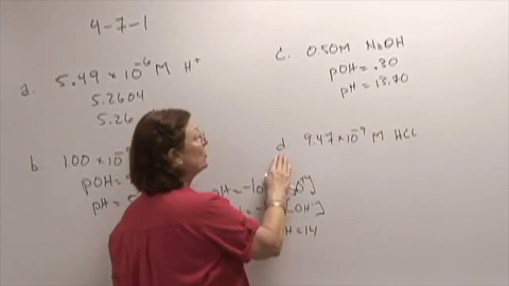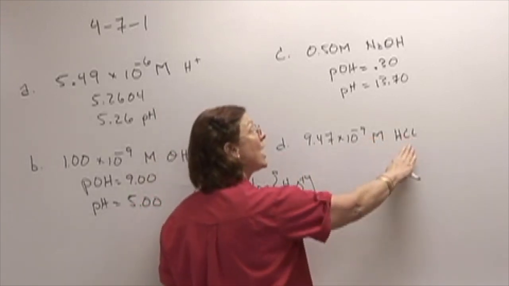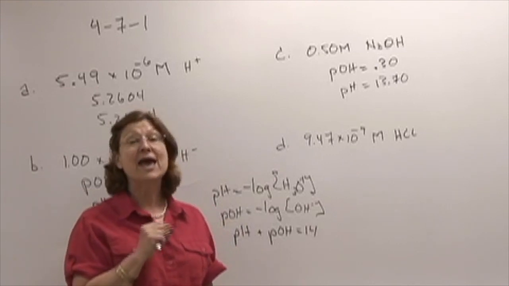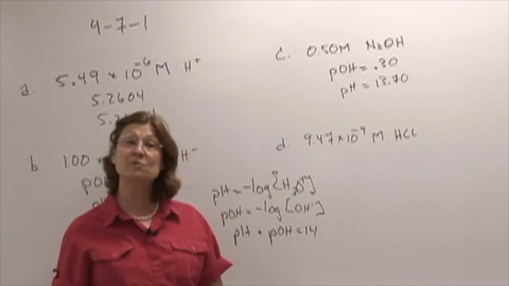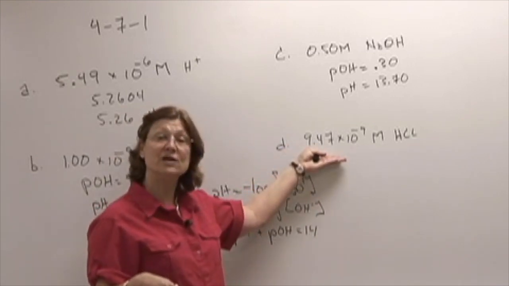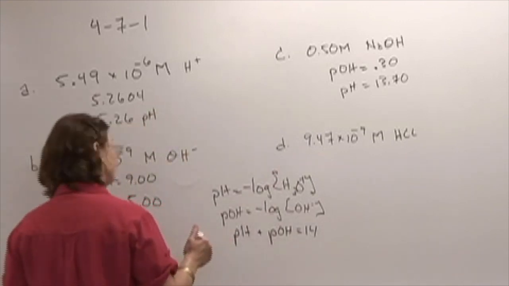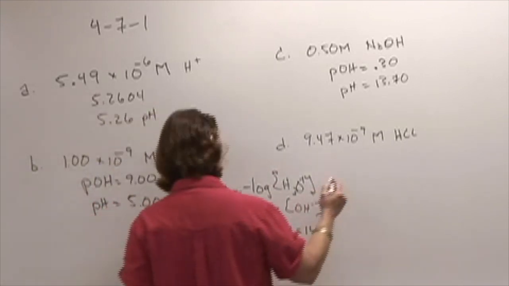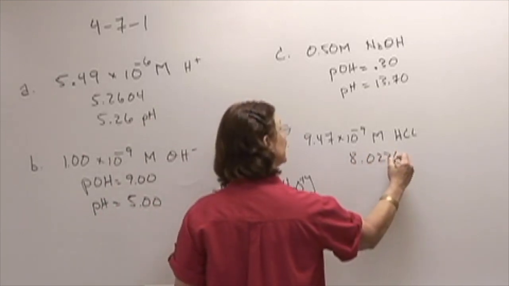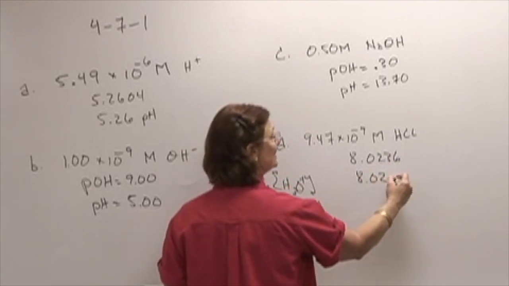And finally here, we have 9.47 times 10 to the negative ninth molar hydrochloric acid. Well, we know that hydrochloric acid is a strong acid. And again, it dissociates 100%. So I get the same number of the hydrogen ions here. And when I take the log of this number, I get 8.0236. And I take it to the hundredths. And that is my pH.